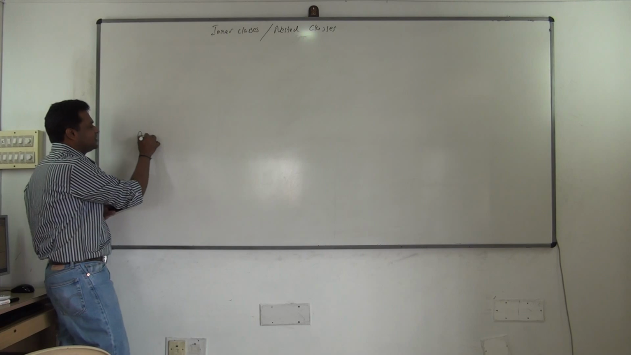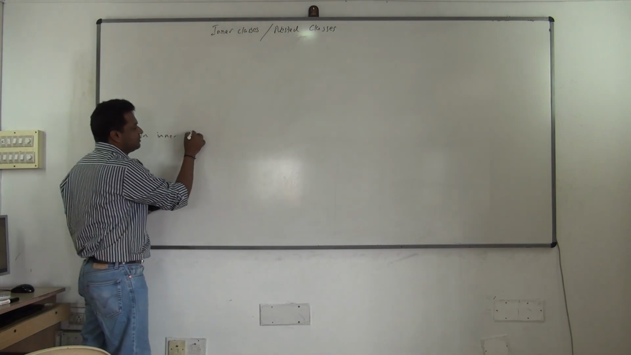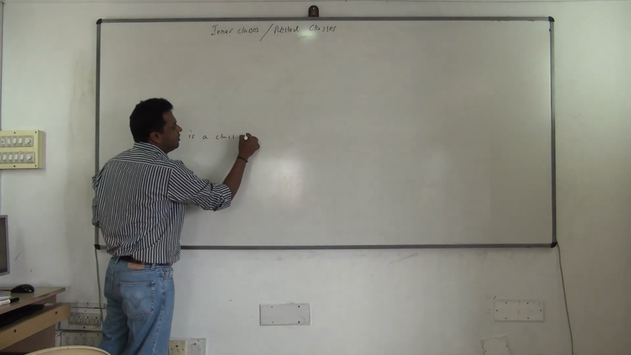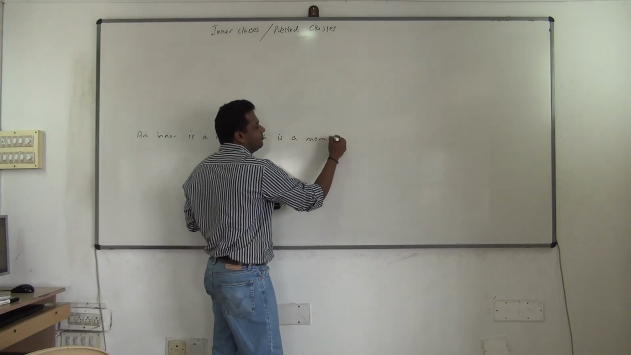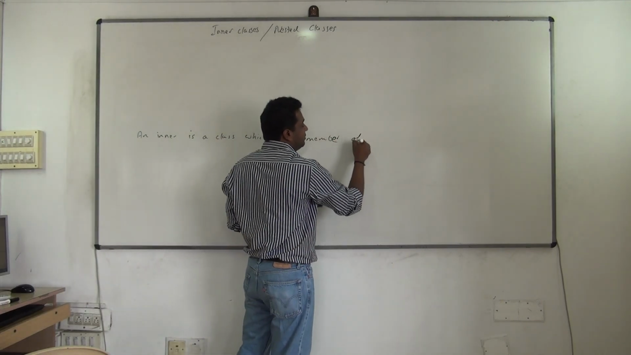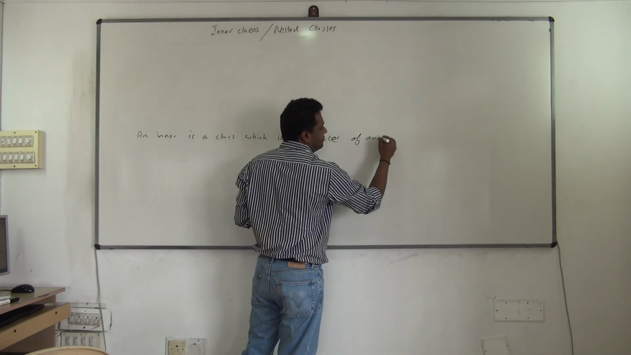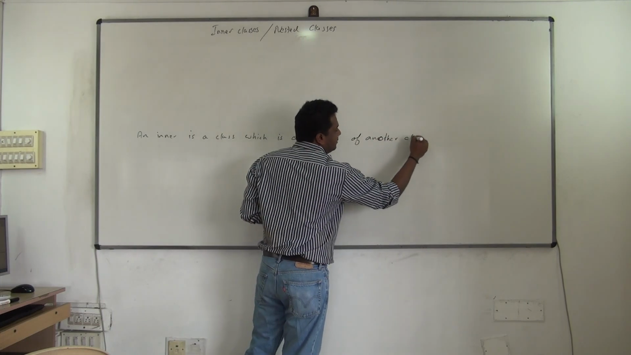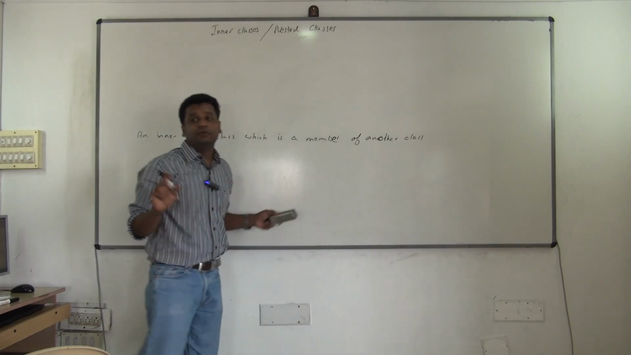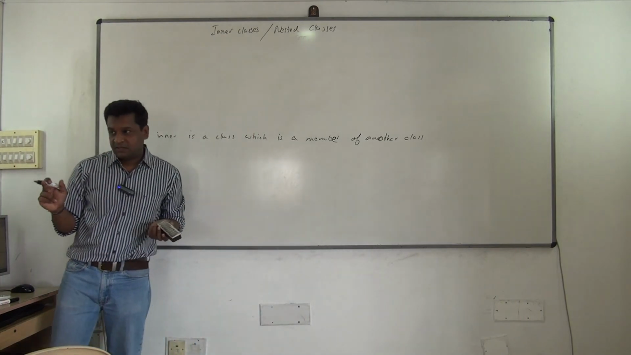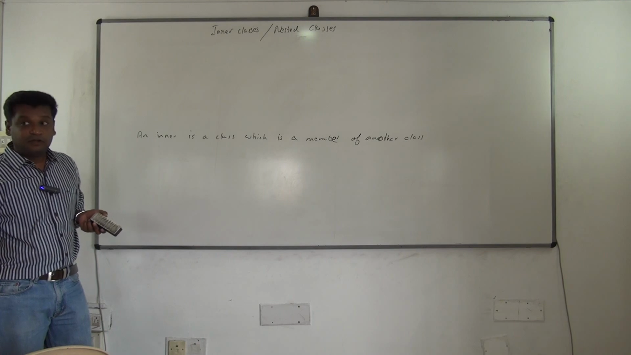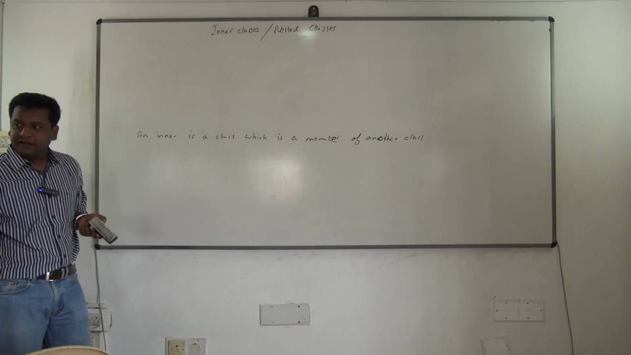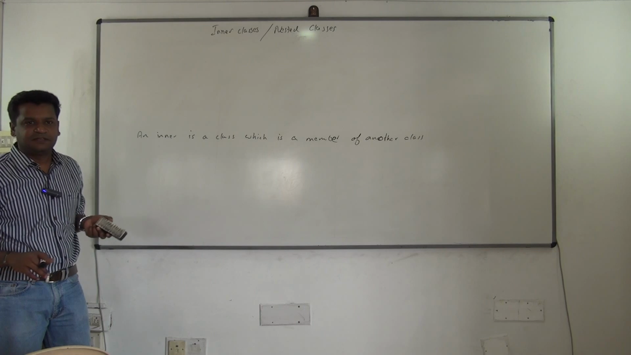Understood? So an inner class is a class which is a member of what? Another class. So till now what were the members you were saying? Variables, blocks, constructors, methods. Correct. Now in your class you can have what? Inner classes again. So that's what we'll see now.